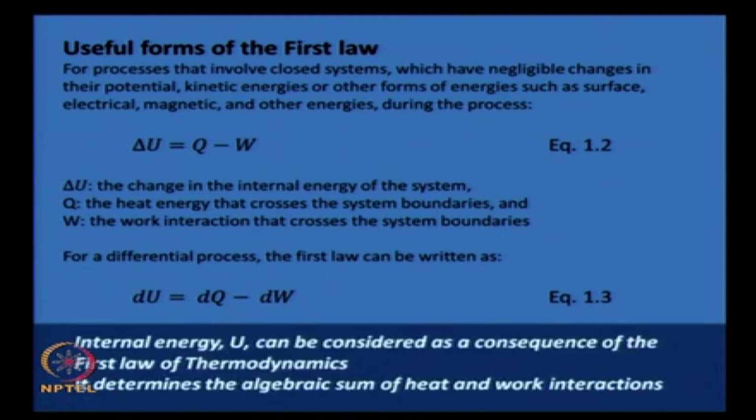Therefore, internal energy U can be considered as a consequence of the first law of thermodynamics. It essentially determines the algebraic sum of the heat and work interactions for a system.